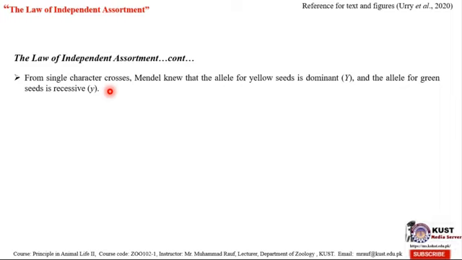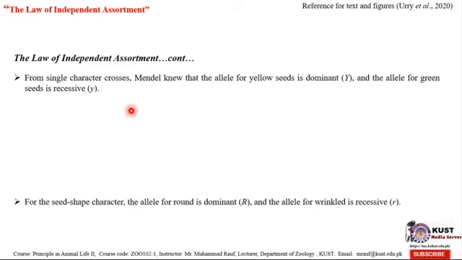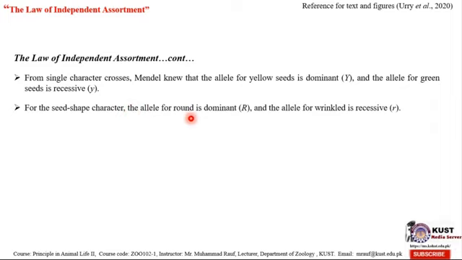So during the experiments that formally resulted in the development of the first law, Mendel crossed plants that were differing in various characters, but he studied each character at a time, only a single character at a time. So from the earlier experiments, Mendel already knew which character is dominant and which one is recessive. So yellow seed color was dominant over green. Similarly, the round seed shape was dominant over the wrinkled seed shape.